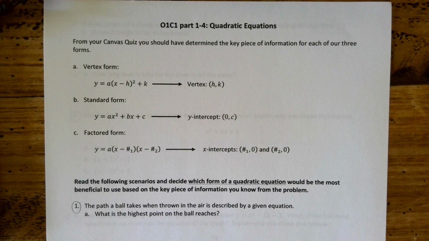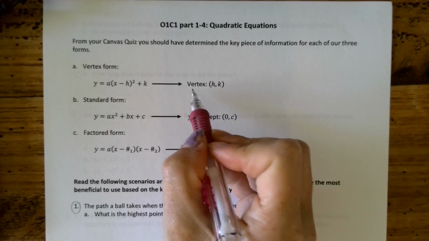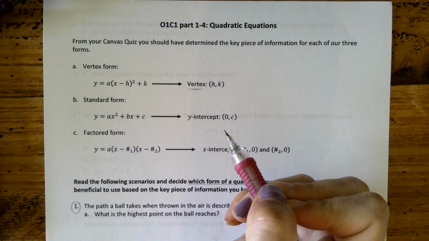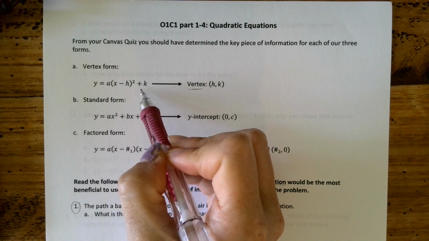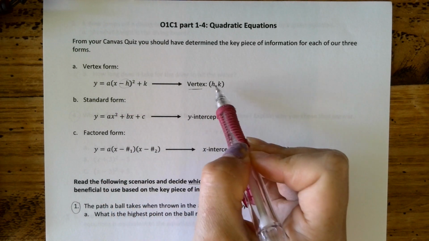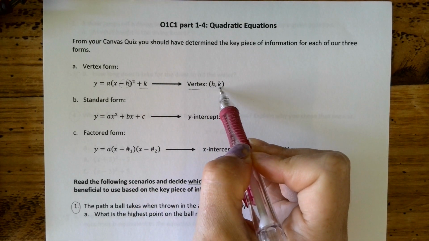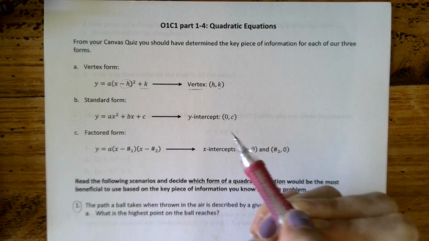From your Canvas quiz opener, you should have determined the key piece of information for each of our three forms. We'll quickly go through those. Vertex form, you can always nice and easily find your vertex. Remember that when we're given vertex form, my vertex is the opposite of this inside of the parenthesis. That gives me the x value, and then the last number there gives me our y value.